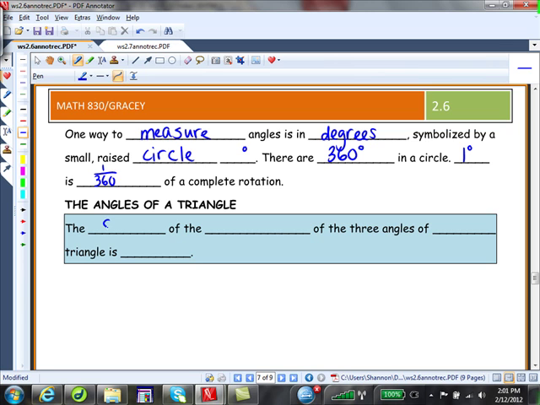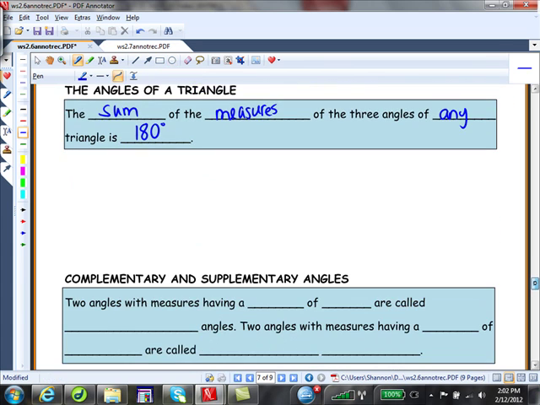Alright, so the angles of a triangle. The sum of the measures of the three angles of any triangle. This is really powerful. Any triangle, the three angles measure 180 degrees. So you could draw a triangle any old way that you wanted, and the angles always sum to be 180 degrees.